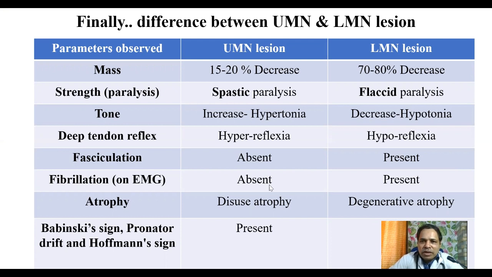Fibrillation: when fasciculation is absent, this should be absent. Same thing, if that is present, this should be present here. Atrophy: because voluntarily you are not going to use that muscle, it is called disuse atrophy. In this case, even though there is voluntary stimulation, you can't use that muscle because of the degeneration in the spinal nerves. That is called degenerative atrophy. And Babinski sign, pronator drift, and Hoffman sign are present here, but the same are absent in this case.